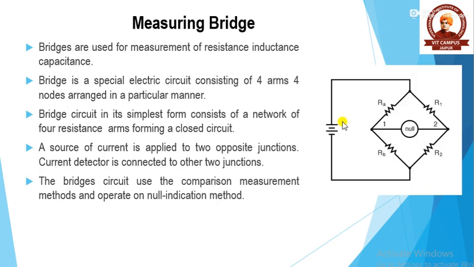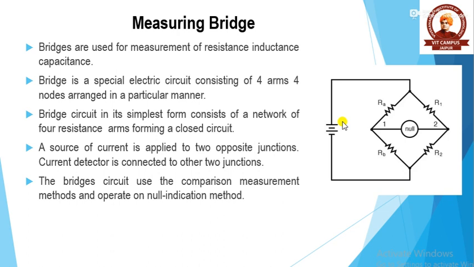Bridge is a special electrical circuit consisting of four arms and four nodes arranged in a particular manner. Bridges are basically used for resistance, inductance, and capacitance measurement. A bridge circuit in its simplest form consists of four resistance arms. A source of current is applied to two opposite junctions and a current detector is applied to the other two junctions.